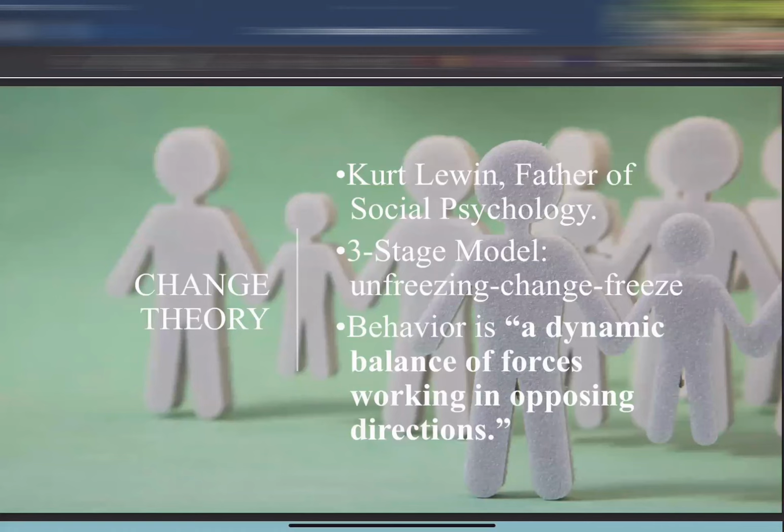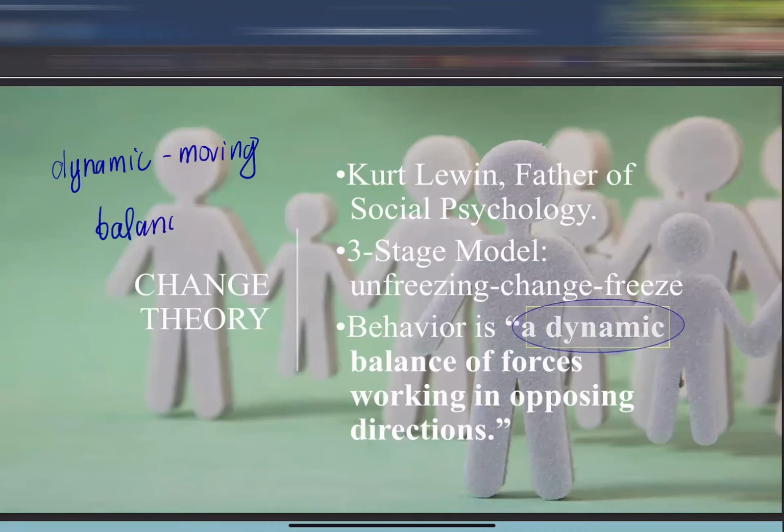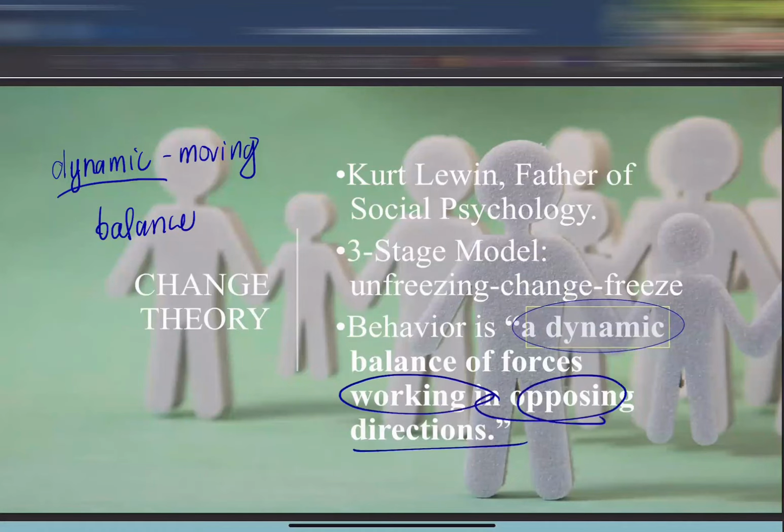According to Lewin, behavior is considered to be a dynamic balance of forces working in opposing directions. Now look at the class, he said the word dynamic. Imagine that it refers to dynamic. So class, when I say dynamic, it's constantly moving. But then Lewin says that there is balance despite these dynamics. And class, take note that it is working in opposing directions.